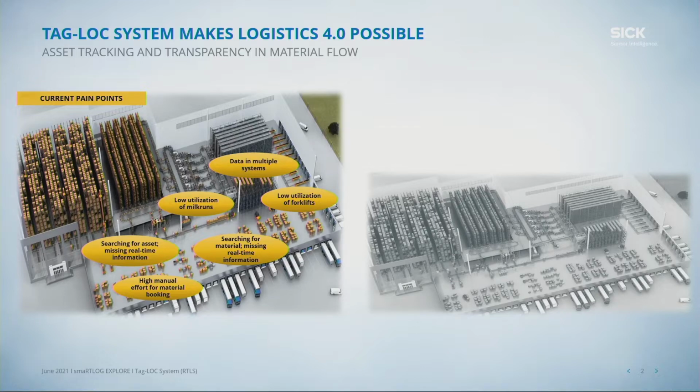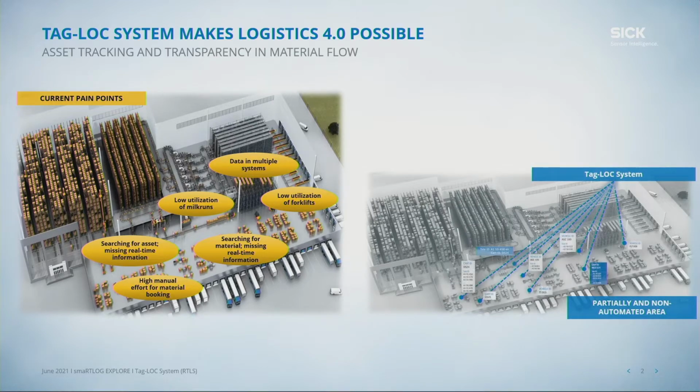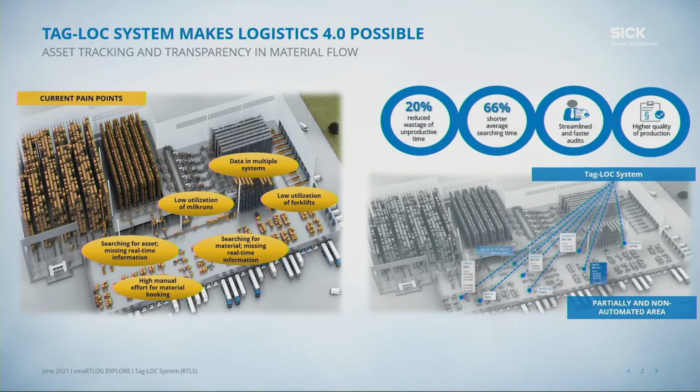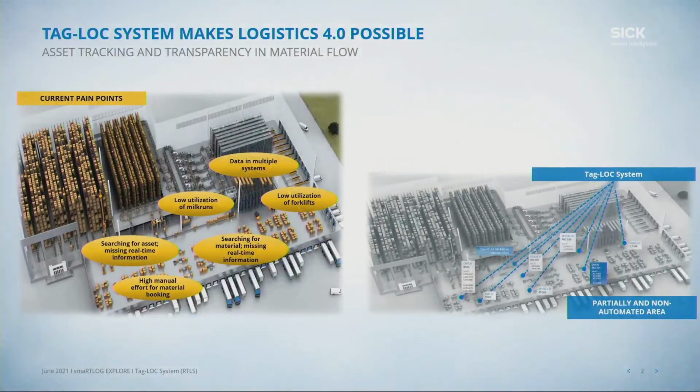Of course, SIG made a solution here, a structured, complete solution, which is to be used in industrial applications, which is also called the Tag-LOC system. The system itself gives you an exact position of your assets, such as forklifts, milk runs, workpieces, and similar, in real time. So by tracking and tracing the asset in real time, you are able to continuously follow your goods and material flow.